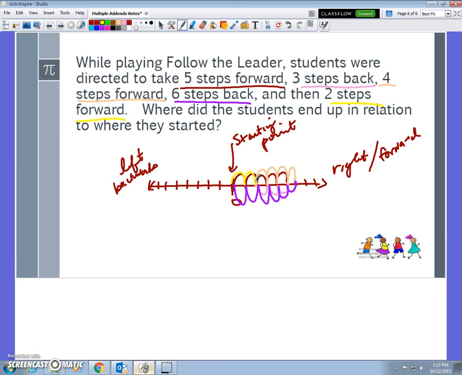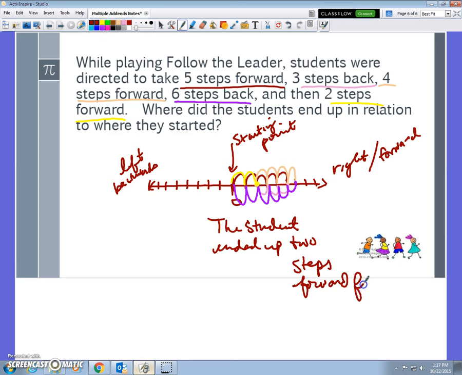Where did the student end up in relation to where they started? They ended up, since this is the forward side, 2 in front of 0. We're going to say the student ended up 2 steps forward from where they started. Okay, and there you go.